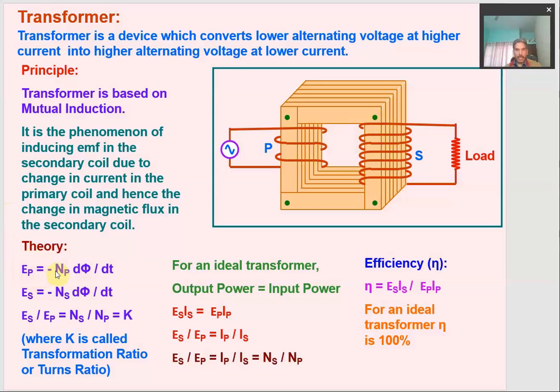It is nothing but minus NP into d phi upon dt. d phi upon dt is nothing but the rate of change of flux, which will depend upon the current and the mutual induction, as we already know. And NP is nothing but the number of turns present in the primary coil, right? So this will give us the induced EMF in the primary coil due to the phenomena of electromagnetic induction.